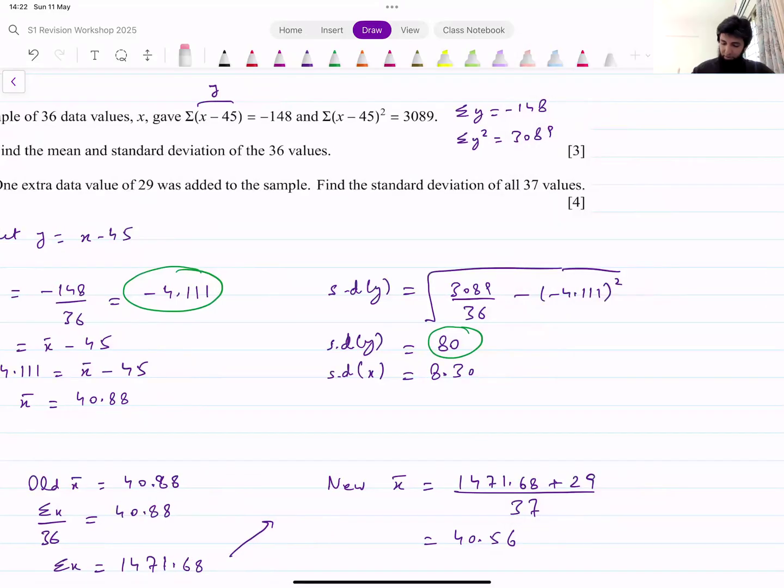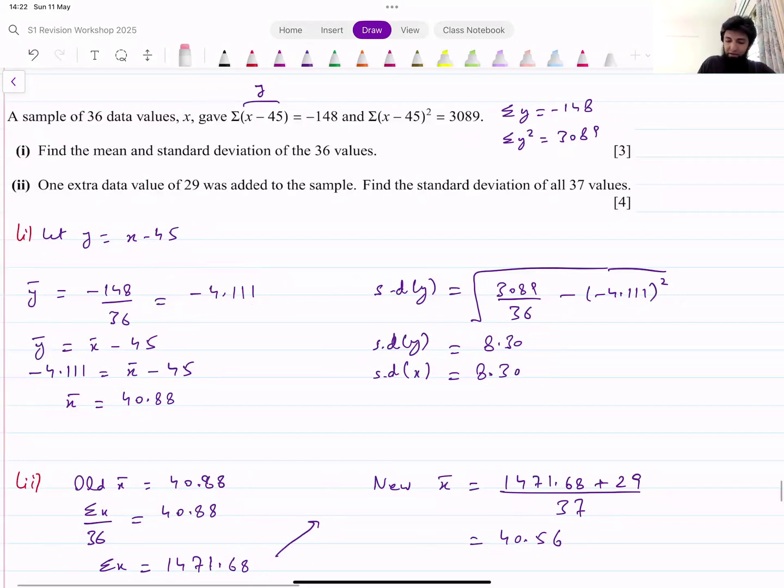100 minus that. Okay, so this value is also 8.3. So what we do is we find the value of the mean of y, the value of the standard deviation of y, and then we say if y is equal to x minus 45, then the means are going to have the same relation. If we know y bar, we can find x bar from that. And the standard deviations are going to be equal. If the standard deviation of y is this, the standard deviation of x is also going to be the same.